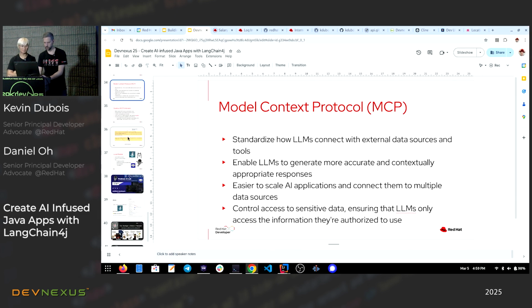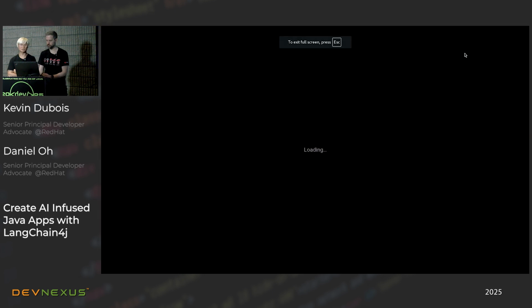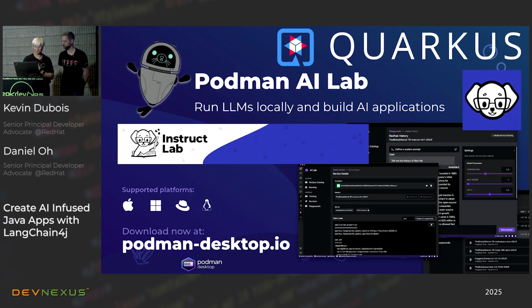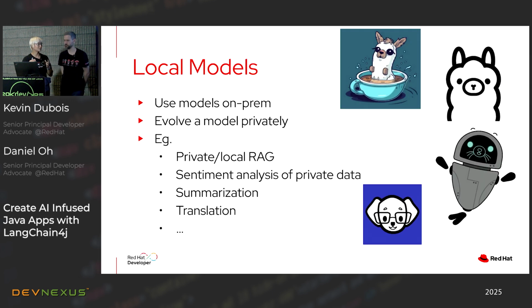This is a little code snippet. You can actually use multiple MCP servers. They could be external MCP servers like Brave Search for internet search, Google Maps, or Slack. There are a lot of integrations right now in the open source ecosystem, but as Kevin showed, you can also implement your own MCP server internally and have a custom log handler. There is Quarkus integration here as well.